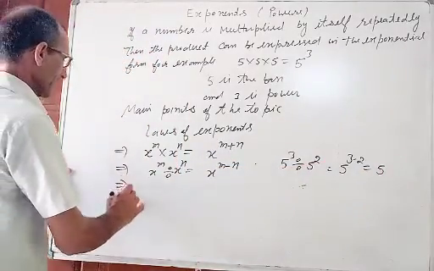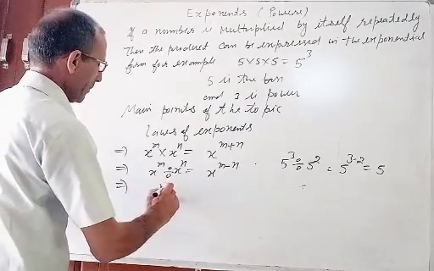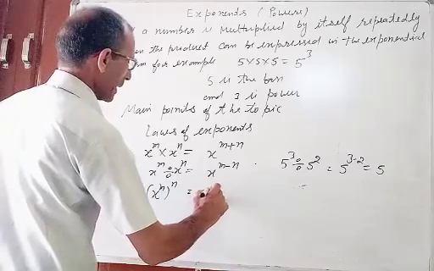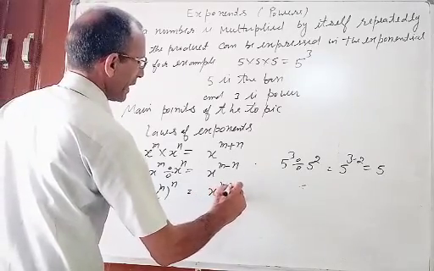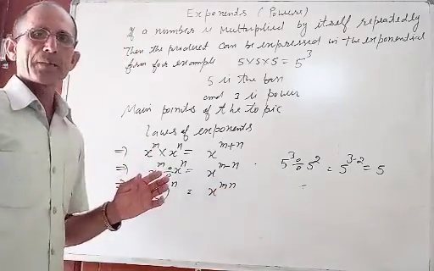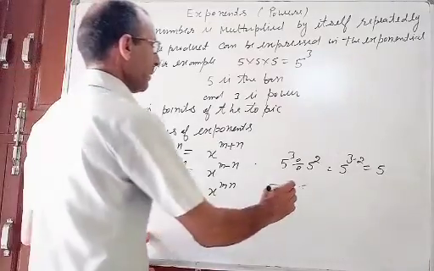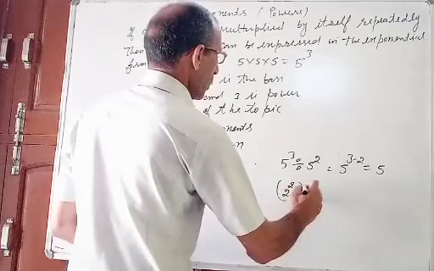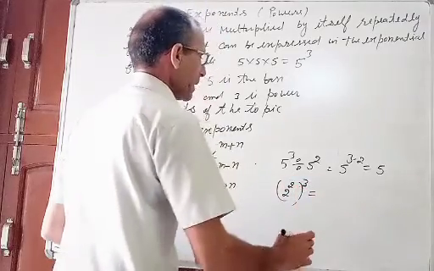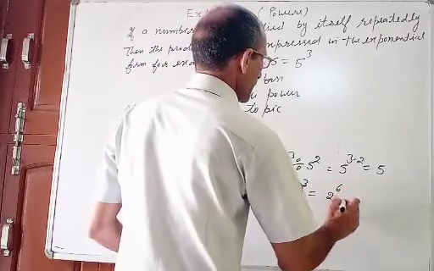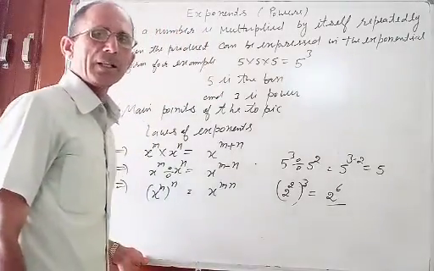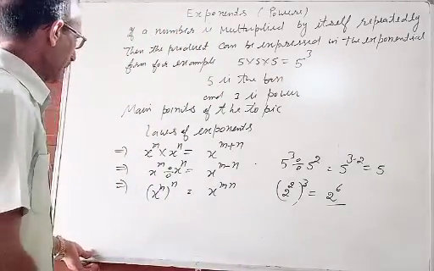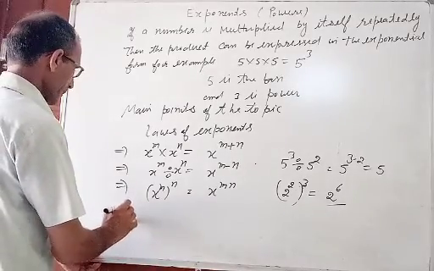Next, x raised to the power m whole power n. So when we solve the bracket, result will be x raised to the power mn. For example, 2 raised to the power 2 whole power 3. So it will be equal to 2 raised to the power 6. Any doubt?